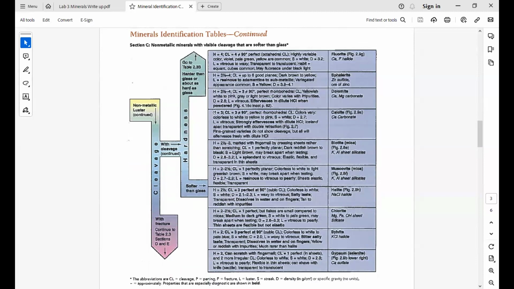We're going on up. Hardness of 3, cleavage 3, not at 90. Perfect rhombohedral. Aha. You know what a rhombohedral shape is, like a diamond, right? Colors vary: colorless to white to yellow to pink. Streak is white. Luster is vitreous, or glassy. Ooh, if it's calcite, it strongly effervesces with dilute hydrochloric acid.